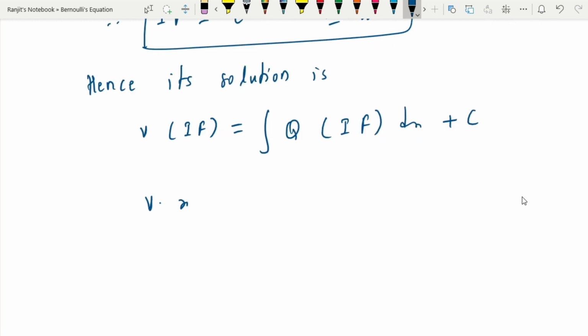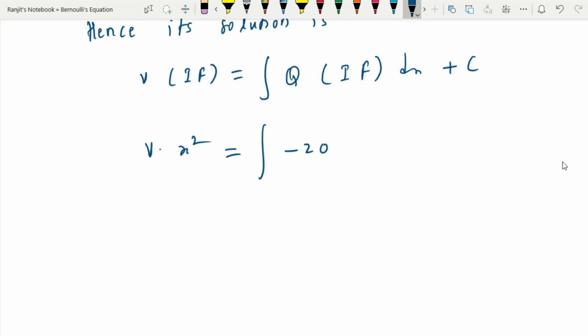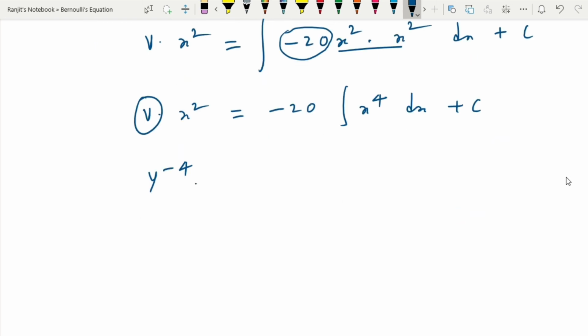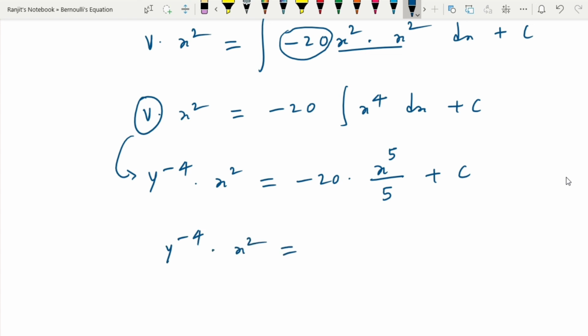Now IF being x square, we get integration of q, which is minus 20 times x square, times IF, which is x square, dx plus c. Now this minus 20 being a constant term is taken outside the integration of x square times x square, that is x to the power 4, dx plus c. Now here v is y to the power minus 4, times x square is equal to minus 20. Now integration of x to the power 4 is x to the power 5 upon 5 plus c. So therefore y to the power minus 4 x square is equal to minus 20 upon 5, that is minus 4 x to the power 5, plus c.